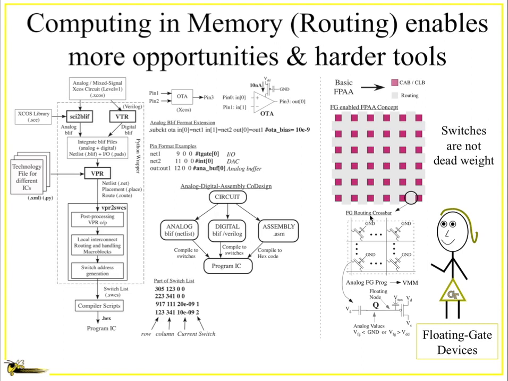So at that point, you begin to think, okay, this whole tool set seems to be basically done, but there's one more wrinkle in this, which is that your floating gate elements are not dead weight. That's because with your floating gate elements in a crossbar, I can actually do things like vector matrix multiplication or other computations right in the routing fabric.